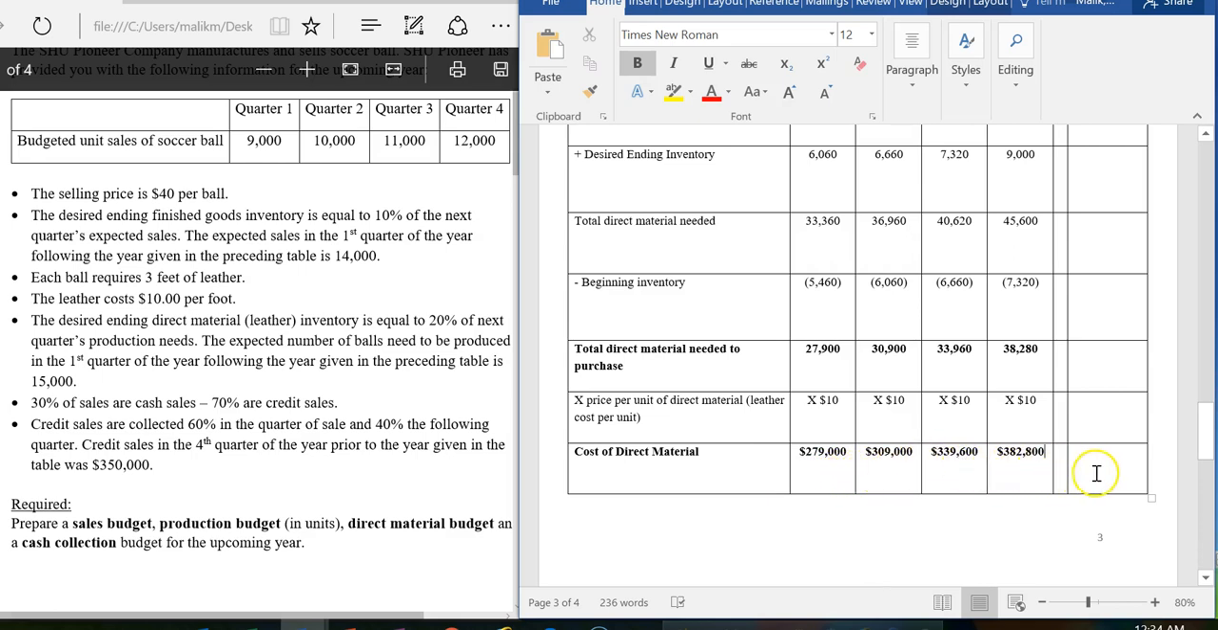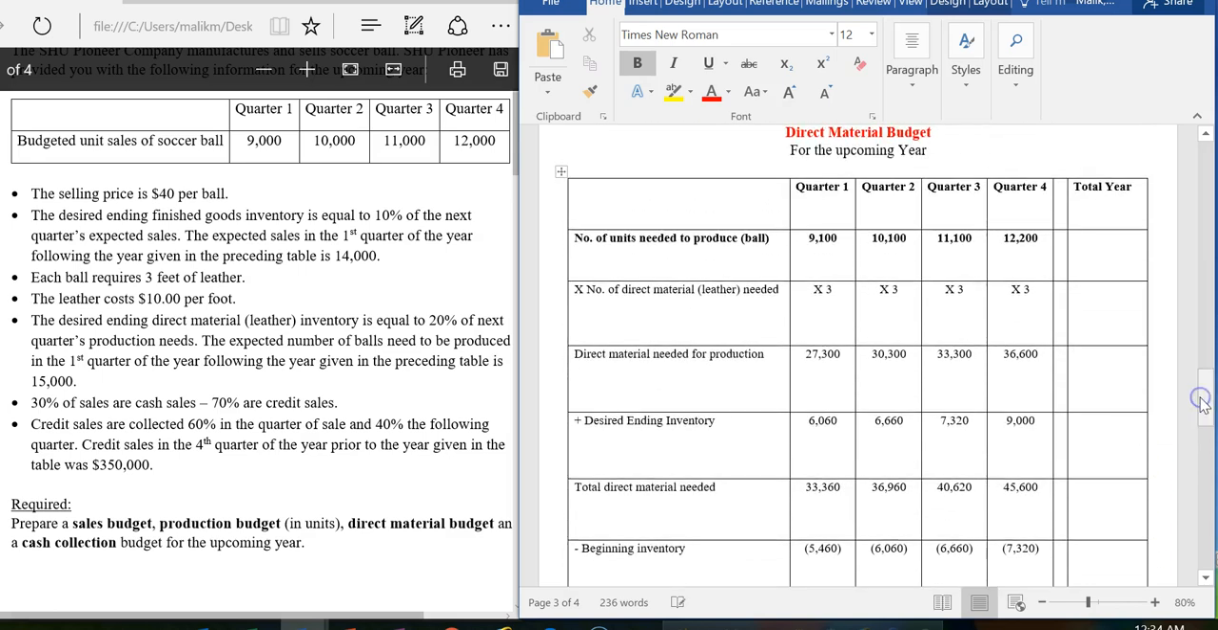Now what we're going to do is add these numbers to get the total cost. If you add all these, 9,100, 10,100, 11,100 and 12,200, you'll find the total number of balls that they want to sell is 42,500. Then multiply by the 3 feet of leather they need. That means the total leather they need will be 42,500 times 3.